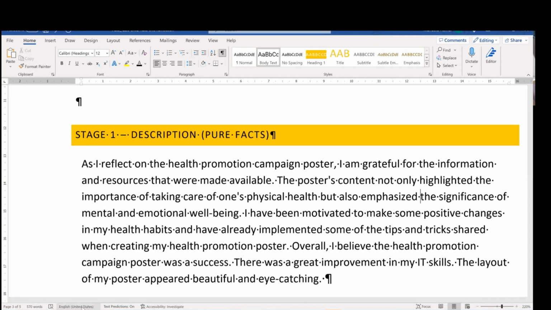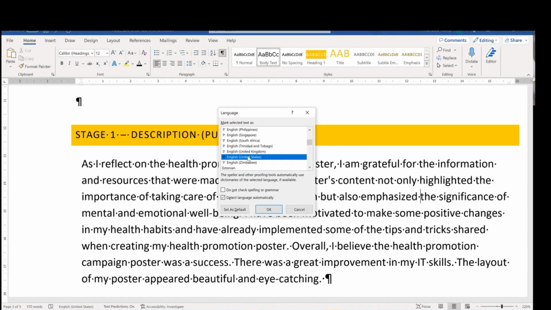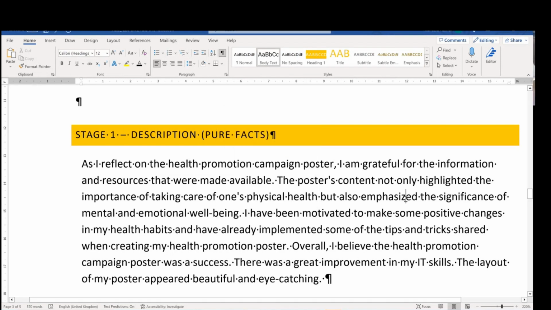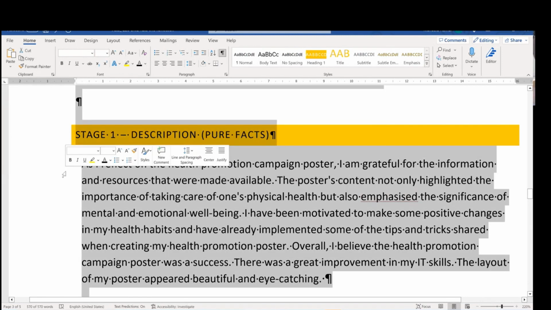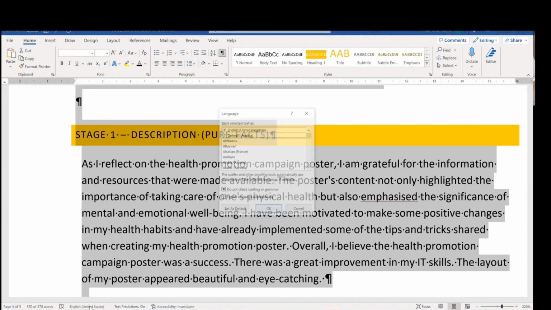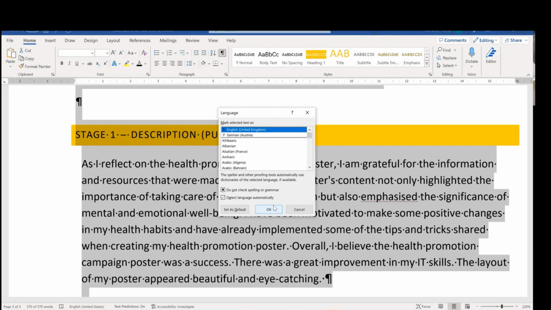Because I have here, you see, language of United States. So if you go down here at the left bottom corner, you will see you can change it. You can actually change it to United Kingdom. And if you click now, OK, let's change that into an S. Oh, I see. We have to highlight everything and then change it into United Kingdom.